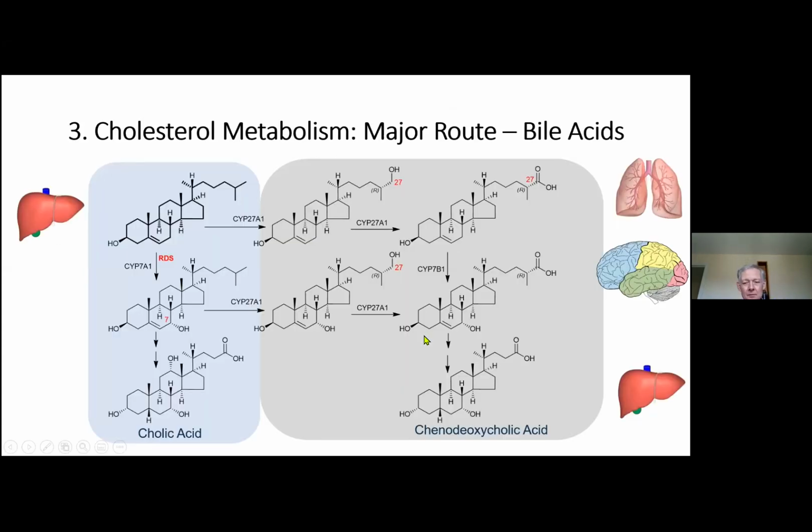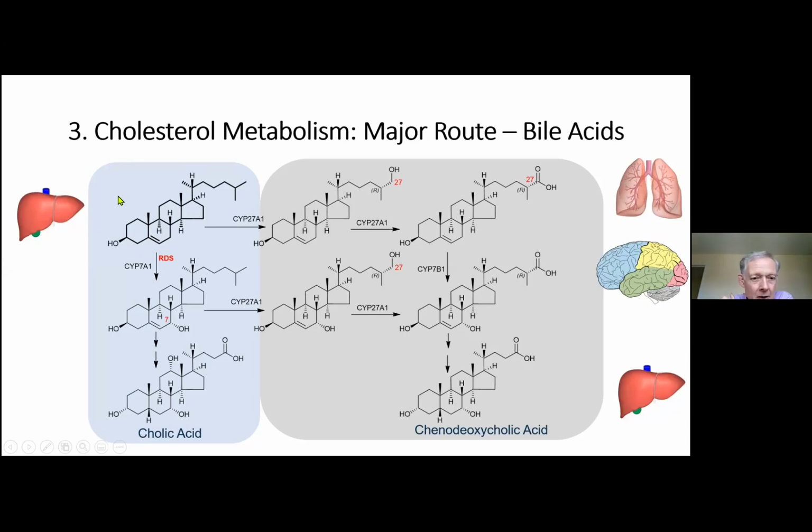Okay, let's now change track, and let's move from cholesterol synthesis to cholesterol metabolism. Well, the major route of all cholesterol metabolism is metabolism to bile acids. There are two major pathways of bile acid biosynthesis: the neutral pathway on the left and the acidic pathway on the right.